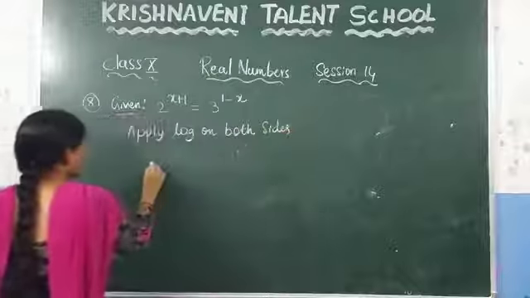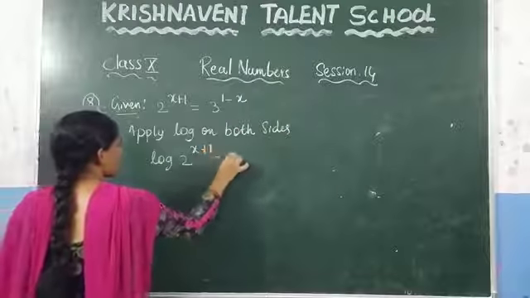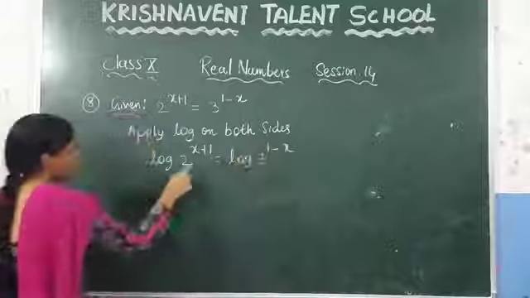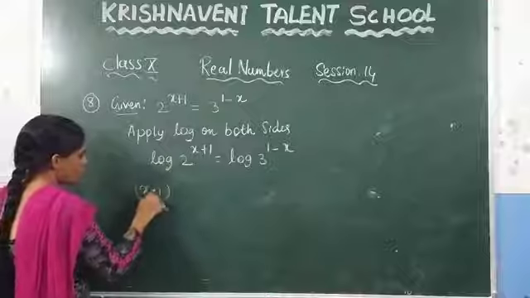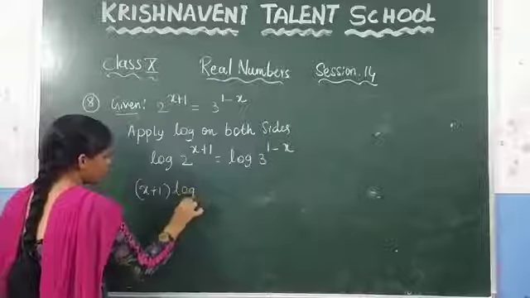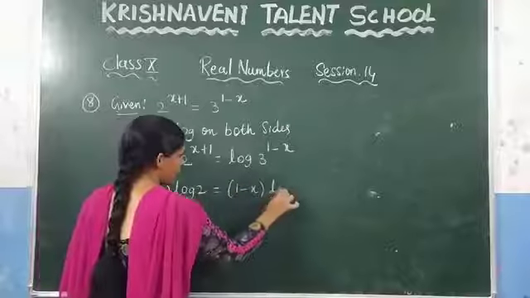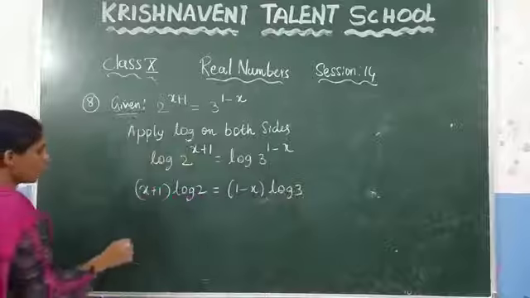If you apply log on both sides, what will you get? Log 2 power x plus 1 is equal to log 3 power 1 minus x. It is in the form of log x power m. You can write it as m log x, which is x plus 1 log 2 is equal to, similarly this one you can write as 1 minus x log 3. Now multiply these two values here. What will you get here?